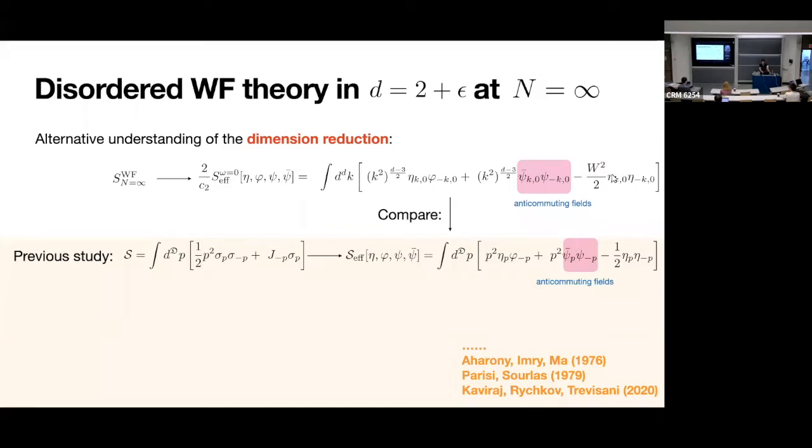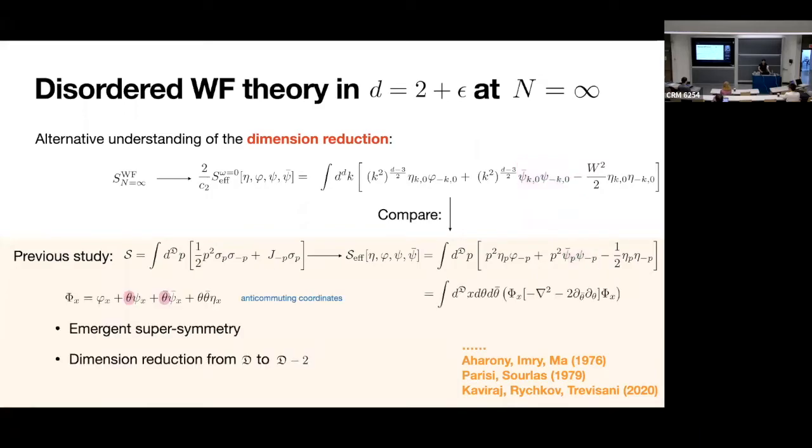And the other thing is my disorder only coupled to the zero frequency mode, but he's coupled to all the modes because he doesn't distinguish space and time. So this is the difference. And in his talk, remember, he wrote down a superfield as a superposition of those bosonic fields, fermionic fields, and the fermionic coordinates. And then the effective action gets rather simple. And it shows there is an emergent SUSY and also dimension reduction from the total dimension D to D minus two. So this is his result.